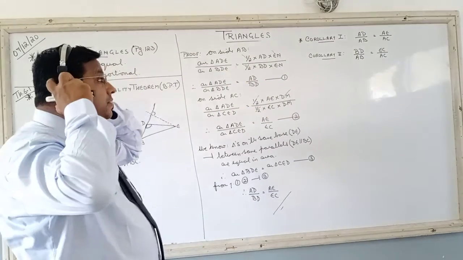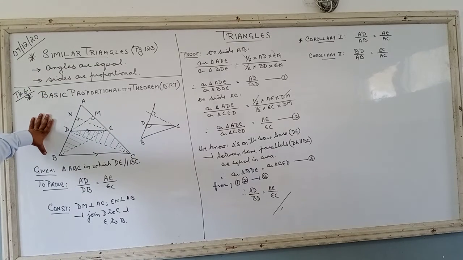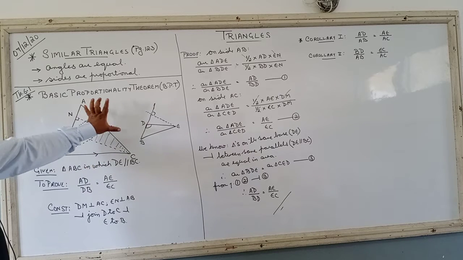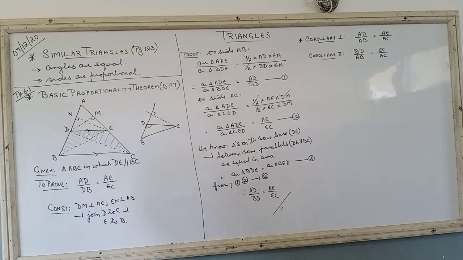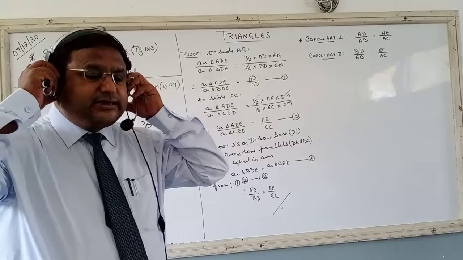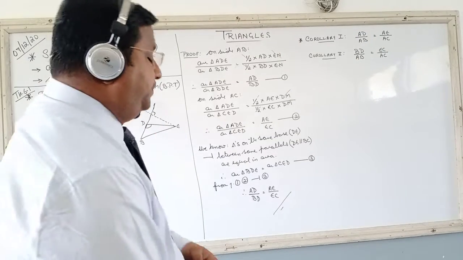Right? Now this was BPT. What was BPT? Again we recall: if a line is drawn parallel to one side of a triangle, the other 2 sides are divided in the same ratio. This was the proof. We will do the application of this in the exercise, but before that, there is a second theorem also, 6.2.